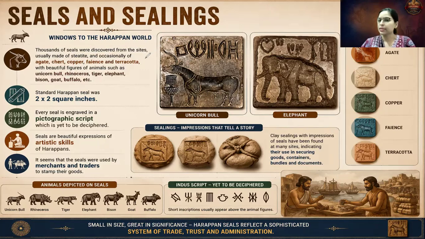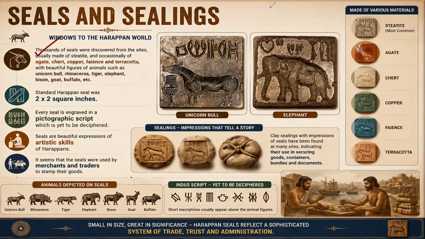Now, if you look at the seals and sealings, archaeologists have discovered thousands of seals across the different sites of the Harappan civilization. Now these seals were made up of different material. What were these materials? Let us try to figure it out. The most commonly used material was steatite. Do remember this: steatite was the most commonly used material to make the seals. Second is agate. Third is chert. Fourth is copper. Fifth is faience.